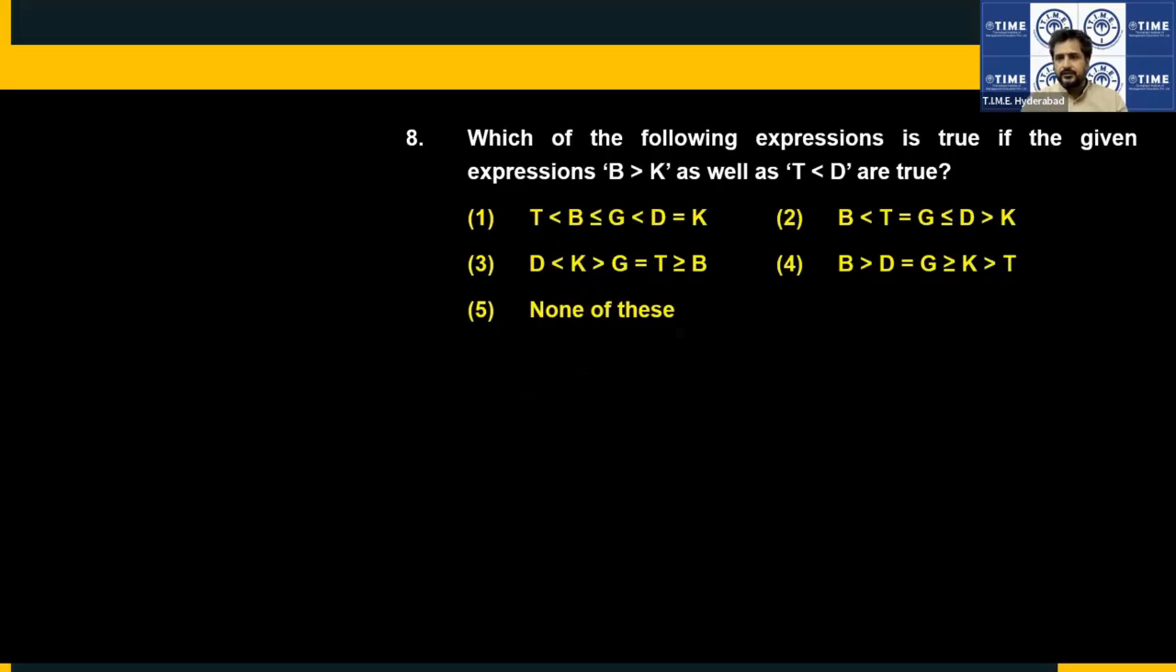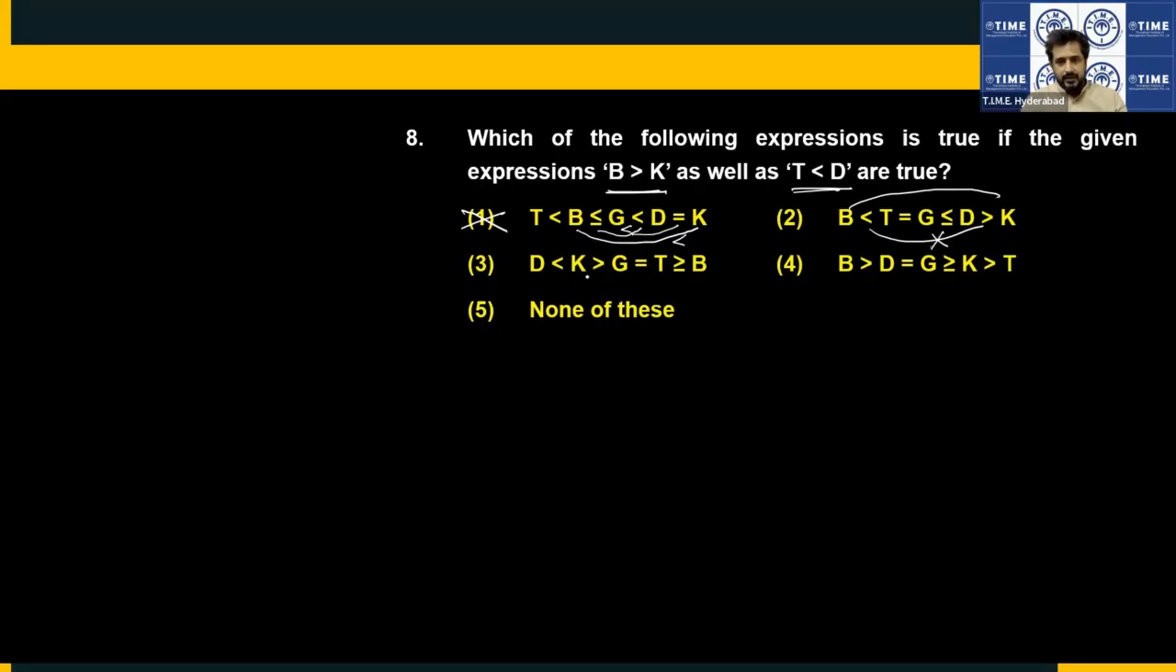Which of the following expressions is true if the expressions B greater than K as well as T less than D are true? So these two have to be true in the given expression. So we have to choose that kind of expression. Let's see. First option. What is the relation between B and K? Less than and equal to leads to less than. So B is less than K, but we need B greater than K. So 1 does not follow. Next, B and K. We have opposite signs here, so not the second option.